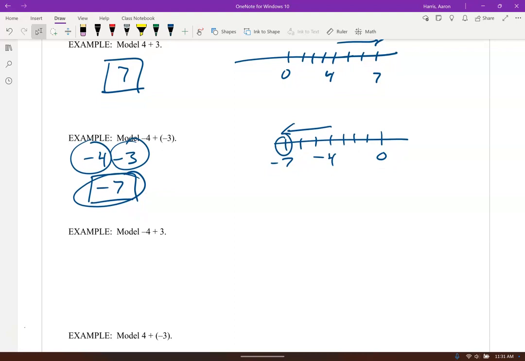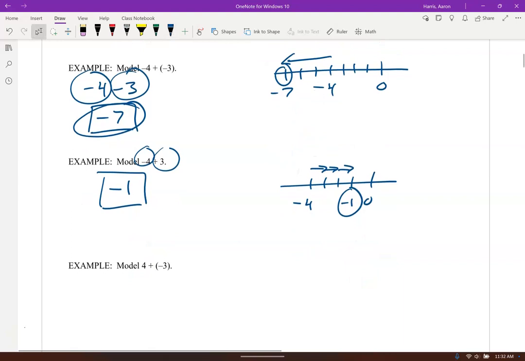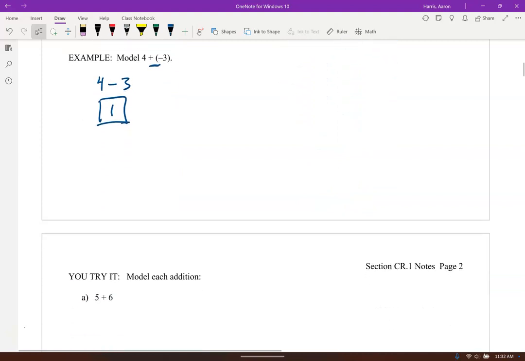Negative 4 plus 3. This time we're at negative 4 and we're going up 1, 2, 3. Where do I end up? Negative 1, right? If I'm in debt $4 and I pay off $3, I'm still in debt $1. Now 4 plus a negative 3. Again, I don't like two signs, so a positive times a negative is a negative. So 4 minus 3 is just 1. If I'm at 4 and I subtract 3, I'm at 1.